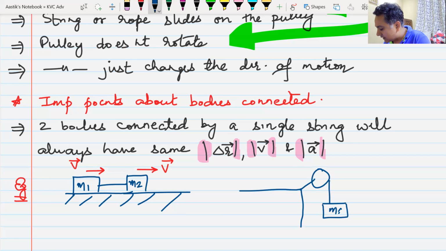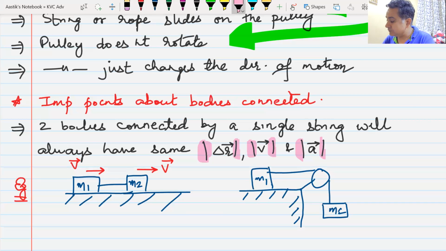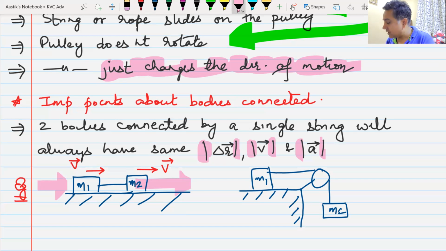Now, if I put the blocks like this, same blocks, but passing over a pulley. Remember, what does a pulley do? Pulley just changes the direction of motion. You can see the direction of motion has been changed by the pulley. Previously, both of them were moving in the same way. Yes or no? Yes, sir. But now you see, where are they moving? This one is still moving like this, but this is going to go down like this. And this is possible because of this gentleman. Do we understand this? Yes, sir.